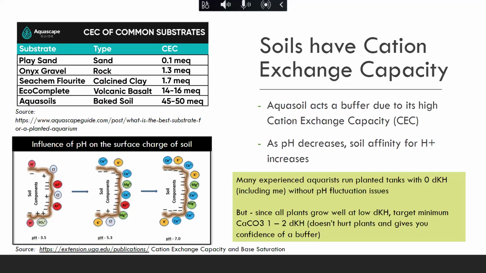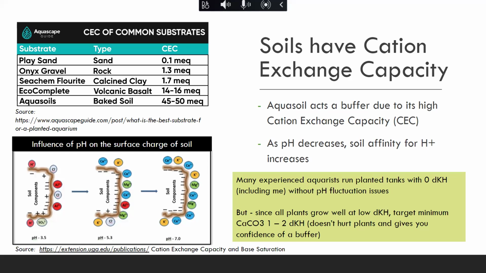So soils have a cation exchange capacity. And aqua soil acts as a buffer in and of itself because it has a high cation exchange capacity. And here you can see some common substrates on the left: play sand, gravel, fluorite, EcoComplete, and then aqua soils, right? And the cation exchange capacity of each is listed there.